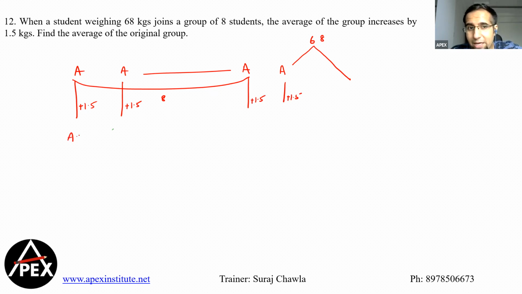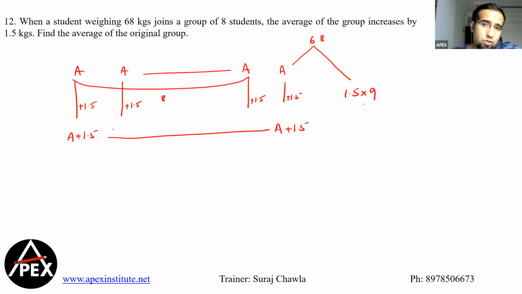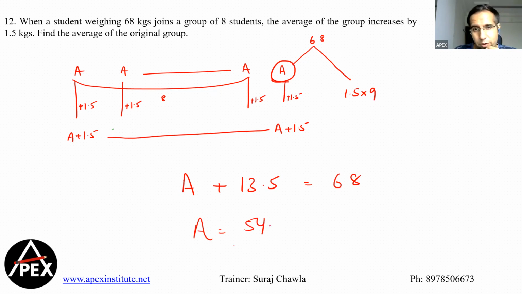Because the average of 9 people is A plus 1.5. Do not forget this, okay? So, can I say he distributed 1.5 into 9 chocolates? Everybody I gave 1.5, including myself. You are 8 people and I gave 1.5 to myself also. That means I gave extra 13.5 chocolates. And A is also with him. So A plus 13.5 is equal to 68. So the value of A is equal to 54.5.